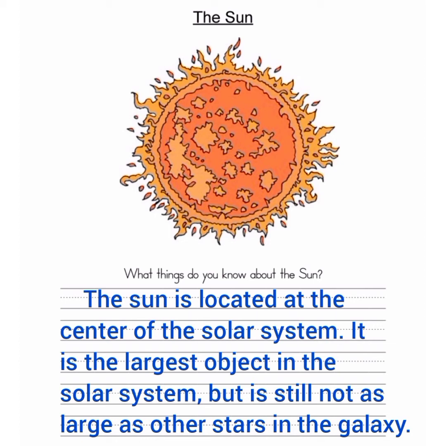The sun is located at the center of the solar system. It is the largest object in the solar system, but is still not as large as other stars in the galaxy. So as you can see, well, you can't see it, I'm sorry, but if you saw the 3 details I wrote down as facts, I just took those 3 facts and converted them into a short summary here about the sun.